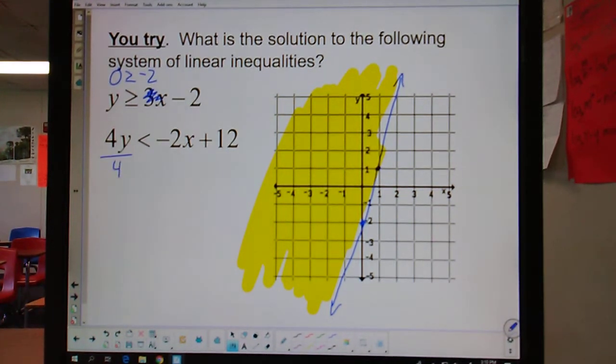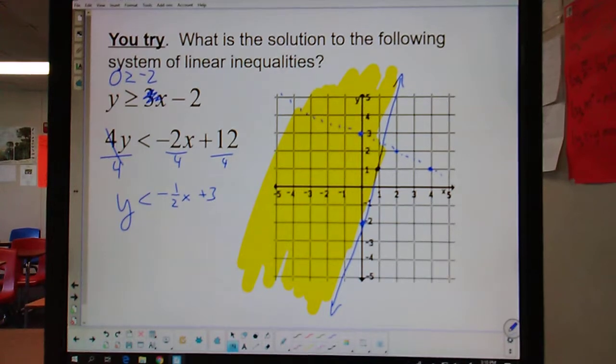Uh-oh, I got to divide by 4. Okay, all right, here we go. Got to do a little work on this one. Less than -1/2 x plus 3. So we start at 3 this time. Go down 1 over 2, go down 1 over 2, go down 1 over 2. It's a dashed line this time because it's not actually equal. So we got a dashed line going through those right here. Arrow, arrow.